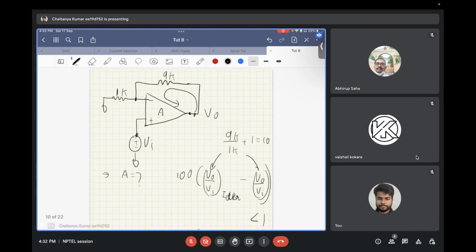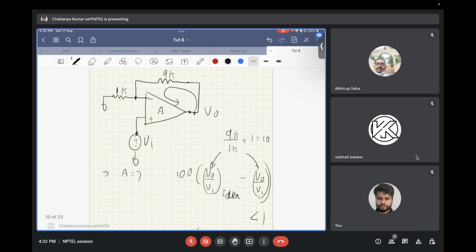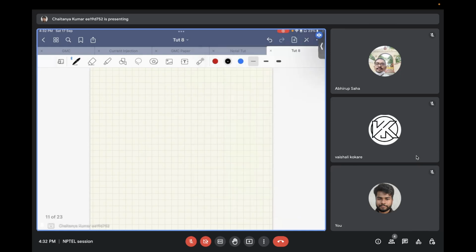Now to find the open loop transfer function, first of all, you need to de-energize all the input sources and then break the loop at a suitable point. For this question, I'm breaking it at the output of the op-amp and then finding the open loop gain. So if you do that, you will have, let's say, you apply some test voltage over here.